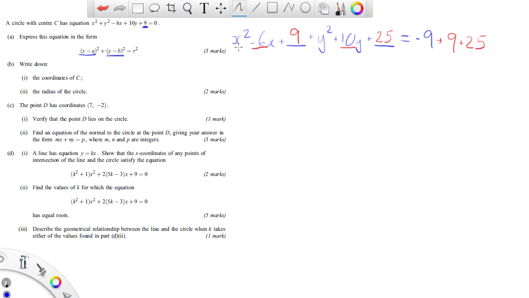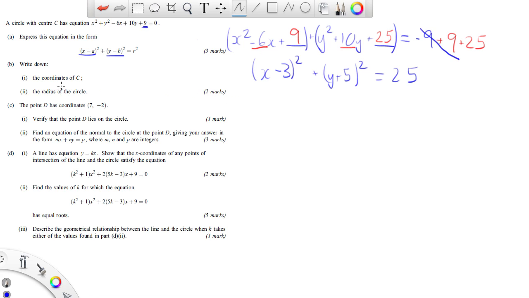Well, we can group these with their x's and their y's. So we have x squared minus 6x plus 9. That's going to be x minus 3 squared plus y plus 5 quantity squared is equal to, well, these 9's cancel out, so we get 25. And that's exactly what they wanted for A. So this right here in just 2 quick steps gives us 3 marks.